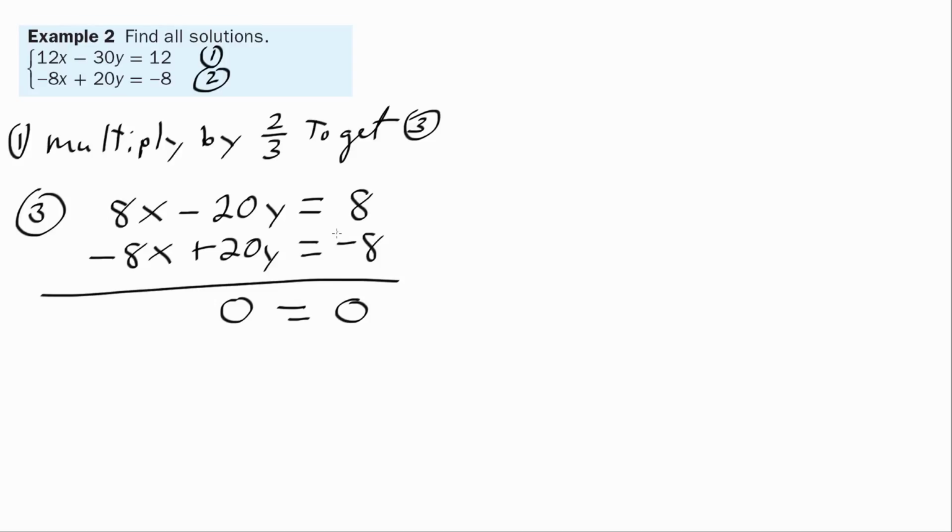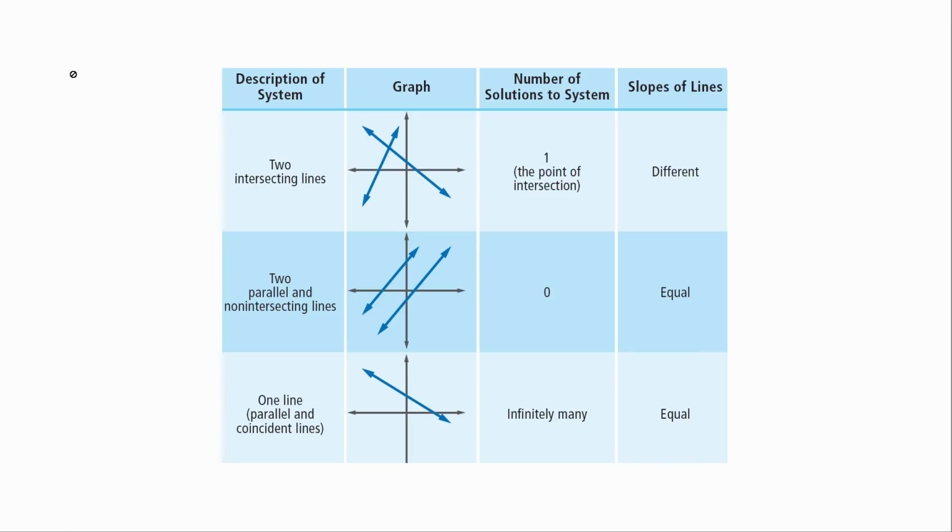Okay. And lastly, description of the system. We have two intersecting lines. That means there's one solution. The slopes are different. Two parallel and non-intersecting lines: there are no solutions. They have equal slope. One line is parallel and coincident: there are an infinite number of solutions and the slopes are equal.